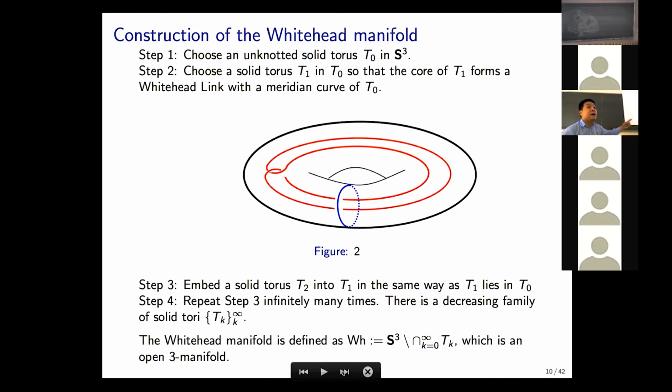So each component intersects N_{k-2} in 2 components. Each component is a meridian disk of N_{k-2}. So we know the D_k intersect N_{k-2} has 2^2 components. So we can repeat the argument, and we know the statement.